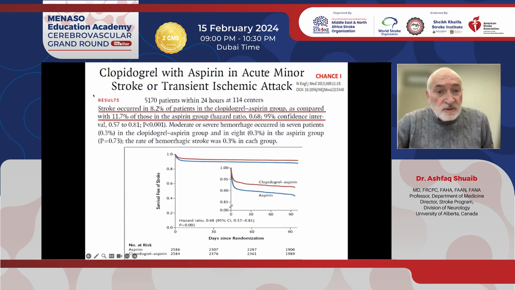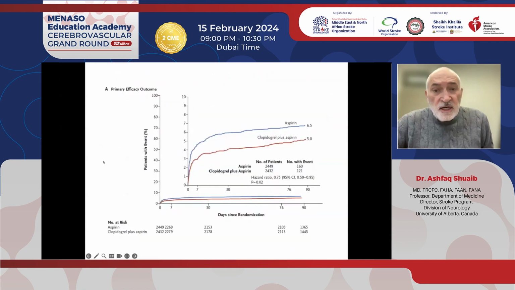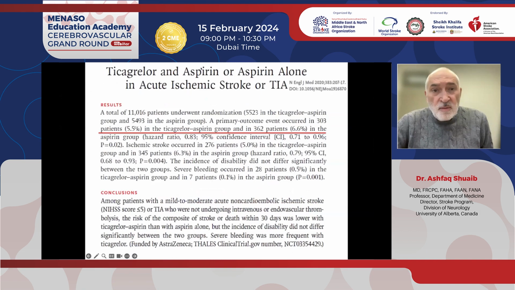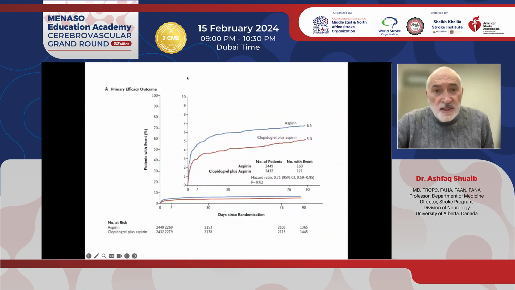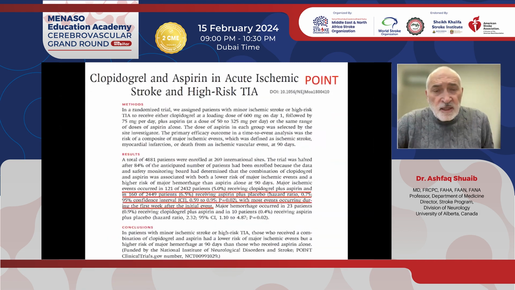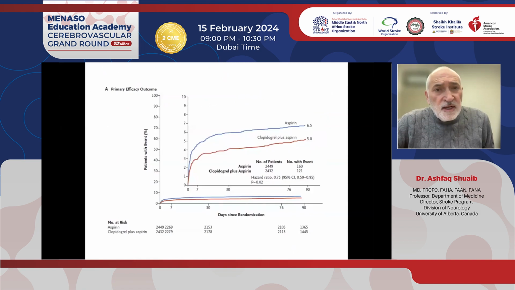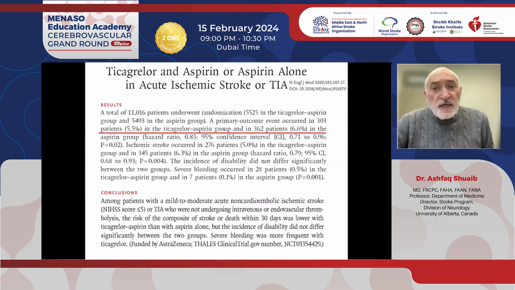The second one, of course, is, so this is POINT, and then CHANCE comes along that shows almost the same data. So here's the data from CHANCE. And then finally, ticagrelor also showed a similar effect. If you combine it with aspirin in the early treatment in a very large number of patients, like 11,000 patients, you can see that combination of the two, the risk of stroke is 5% versus 6%.